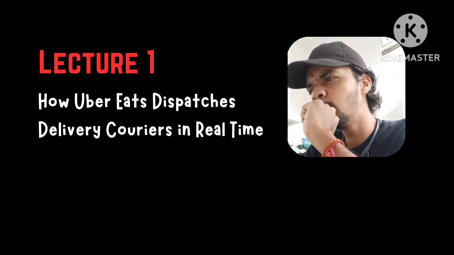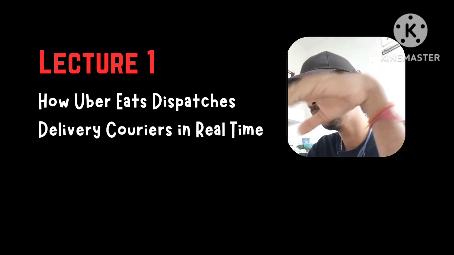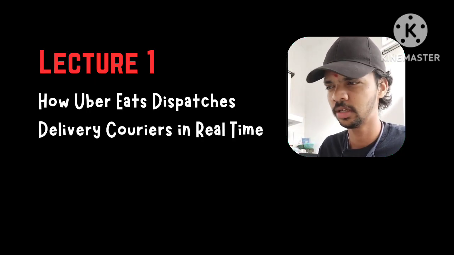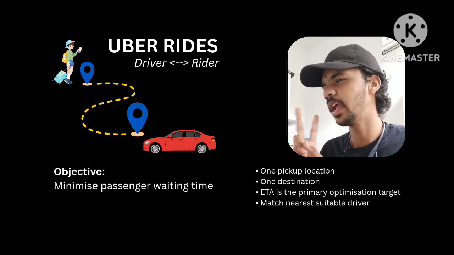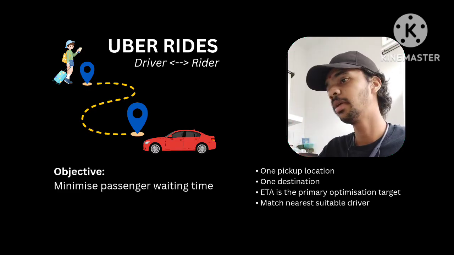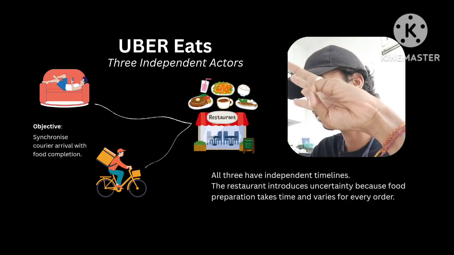Have you ever wondered how Uber Eats actually selects drivers for delivery? And it is not as simple as you think. Most people assume that Uber Eats uses the same matching algorithm as Uber Rides. But in ride sharing, it is a two-way match: a driver and a rider. That's it. But in food delivery, it is a completely different engineering beast because it's a three-way matching problem.